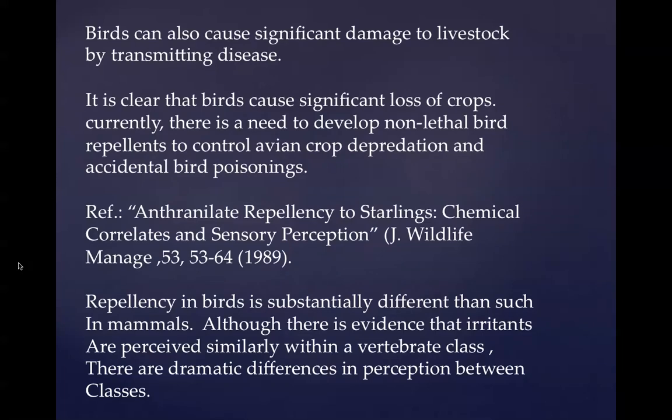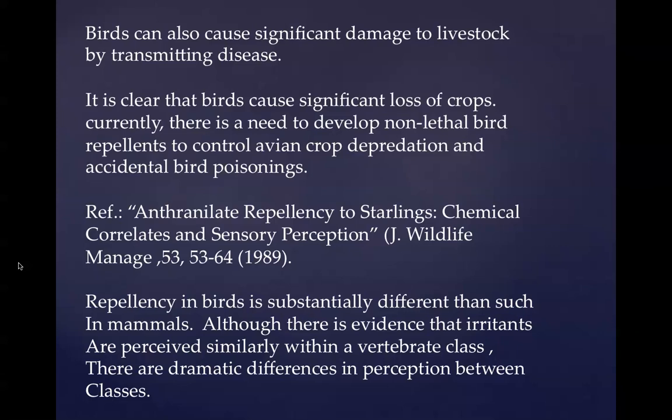Birds can also cause significant damage to livestock by transmitting disease. It's clear that birds cause significant loss of crops. Currently, there is a need to develop non-lethal bird repellents to control avian crop depredation and accidental bird poisonings.